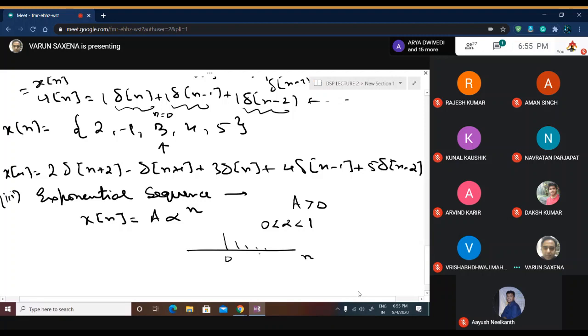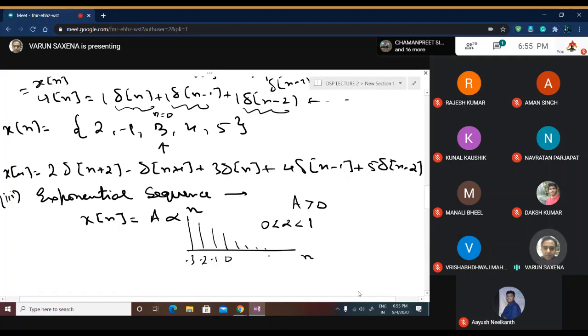So you're talking about only the positive n, but what happens to the negative n? So this becomes 1 upon alpha. So then it will increase. Sir, it will increase. So for minus 1, minus 2, minus 3, it will be a function like this.